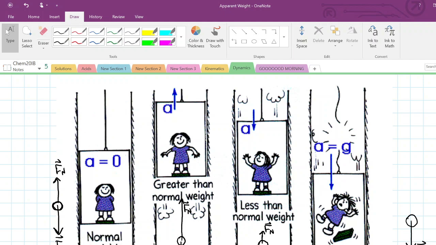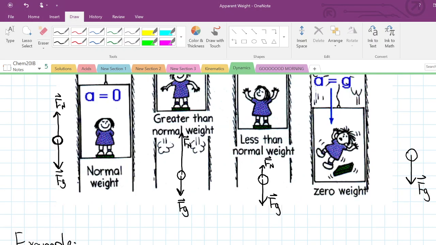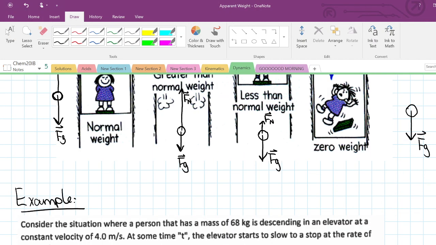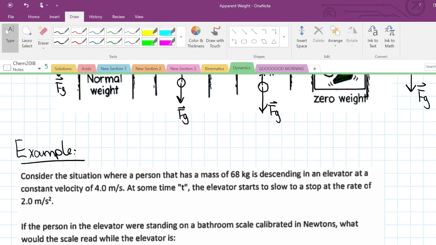So I've got one example for you. In this example, we have a situation where a person has a mass of 68 kilograms. They're descending, meaning they are moving down in an elevator at a constant velocity of 4.0 meters per second. Now, constant velocity, remember, this tells us that the person must be moving at a uniform rate, which means their acceleration is 0 meters per second squared.